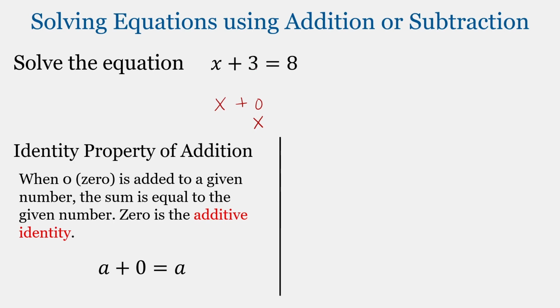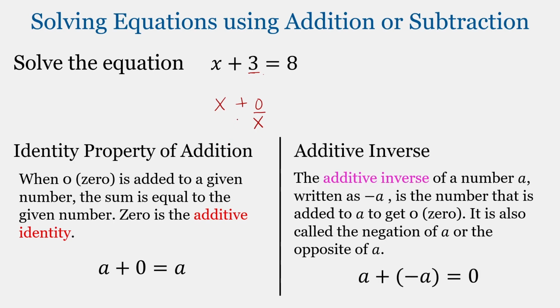Now, how do we turn a 3 into a 0? Well, to do that, we're going to use the additive inverse. The additive inverse of a number a, and we write the additive inverse as negative a, is a number that is added to a to get 0. We can also call that the negation of a or the opposite of a. But a plus negative a is 0.